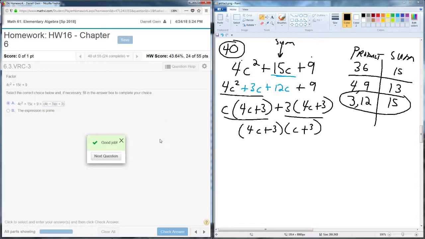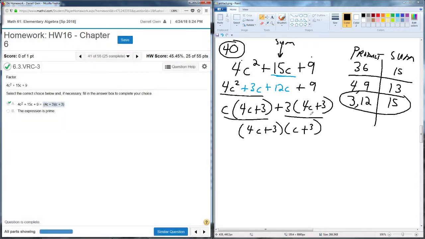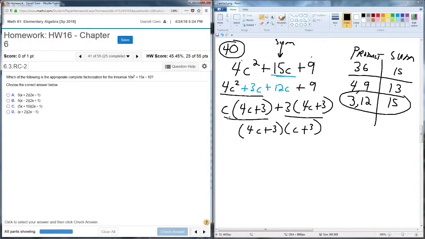Whew, got it. A lot of stuff going on here, really high chance of making a mistake. This problem will take you a long time. Alright, 10, 15, and 10 has a GCF of 5, so now it narrows it down to A and B. Only A and B have a GCF of 5 taken out.